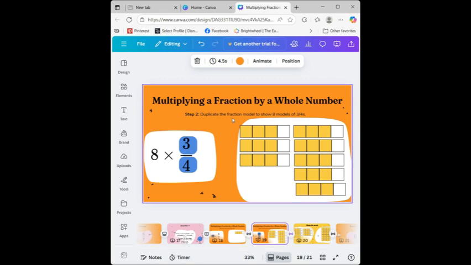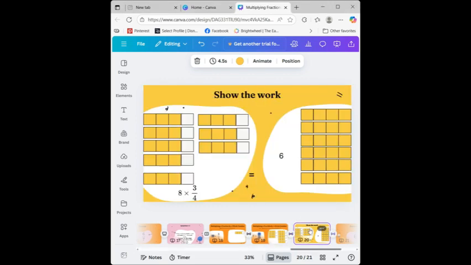Now we have to duplicate the fraction model to show 8 models of 3/4. So to make 8 times 3/4, we just needed to make 8 groups. So we have 1, 2, 3, 4, 5, 6, 7, 8. Now to show the work, we know we have 8 times 3/4 because we already made the 8 groups of the 3/4.